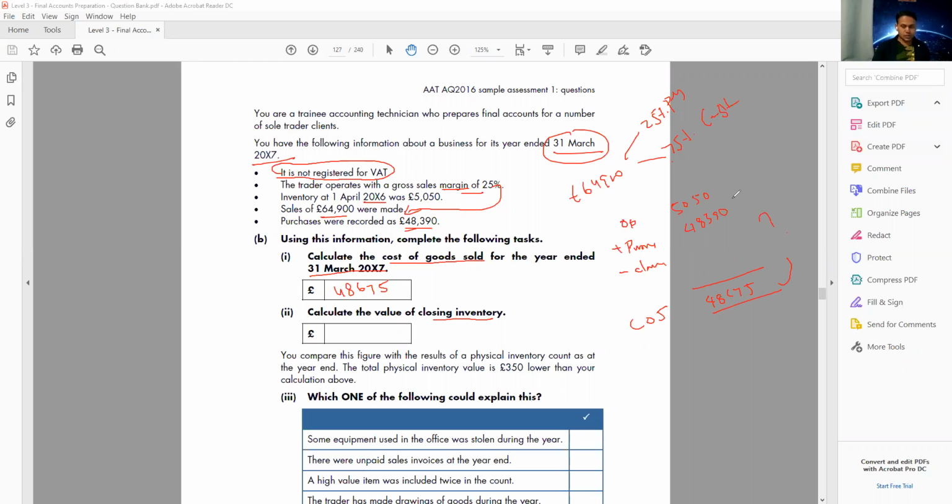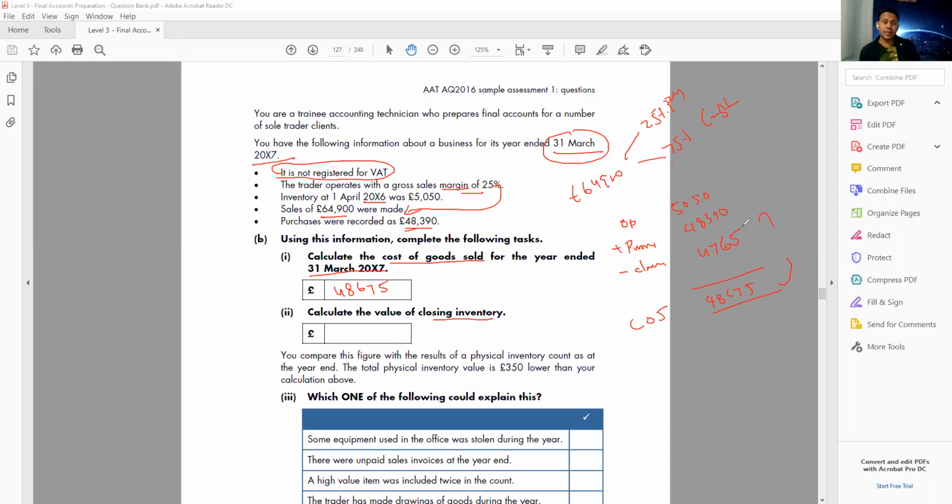So let's do this one. 48,675 minus 48,390 minus 5050. That gives me 4765. Very well done, Fred. That gives me 4765. So please everyone check you know how to get 4765. If you don't know how to get it, you try again or ask me how to get it.